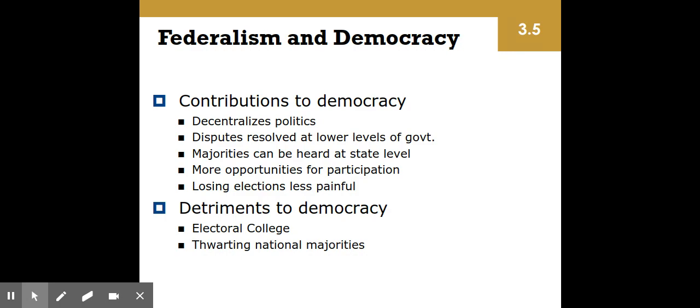And then, of course, one of the problems with the federal system is that it gives a lot of power to smaller, less populated states. It also gives more power to rural areas. And so that's a criticism of more densely populated communities. The Electoral College is an example of that. North Dakota has an incredibly small portion of the population. Their electoral vote is only 3, but that's a much bigger percentage of the electoral vote than they have as a percentage of the population. So that's not necessarily the most democratic. And thwarting national majorities.